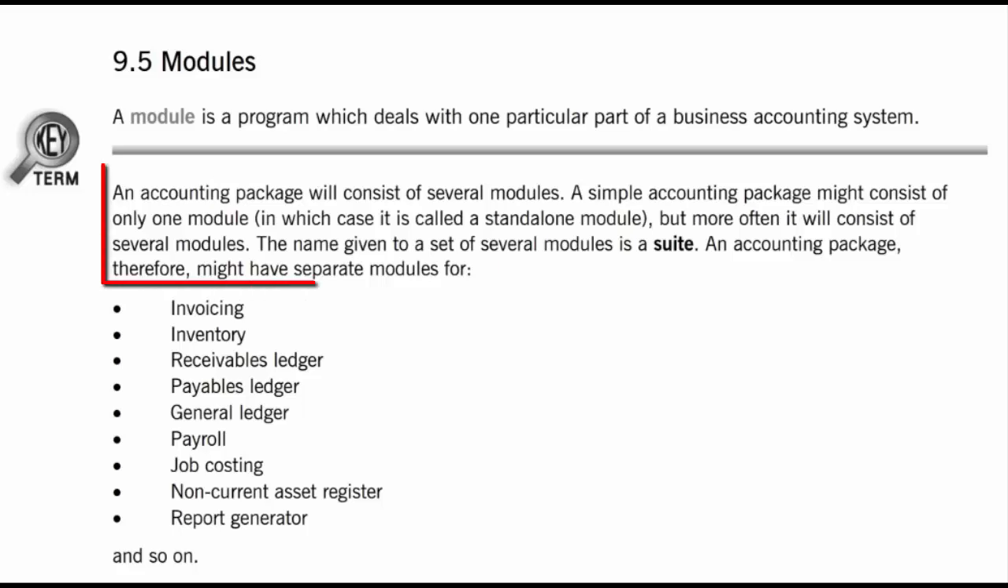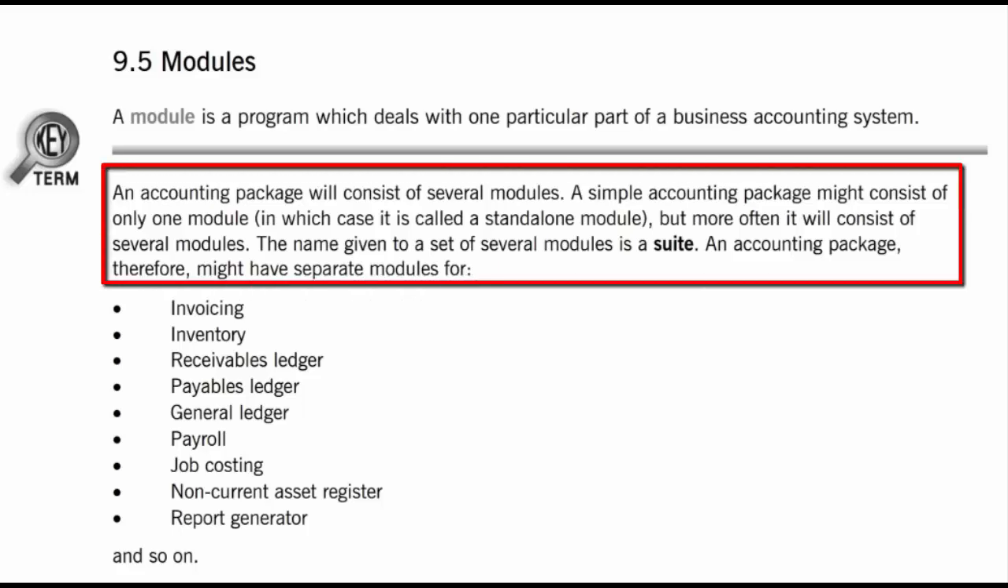Single module versus multiple modules. Some accounting software packages are very simple and include only one module. This is called a standalone module. It's like having a one-room building. Everything you do happens in that single space. For example, a very small business might only use invoicing software to issue bills to customers and record payments.